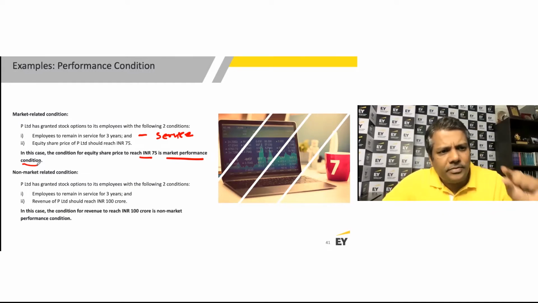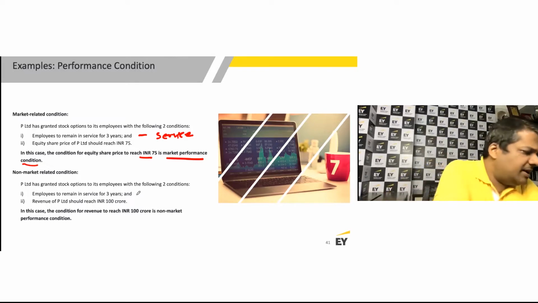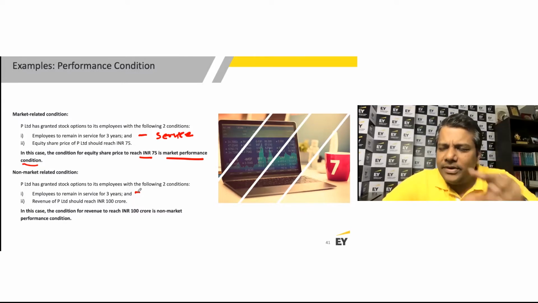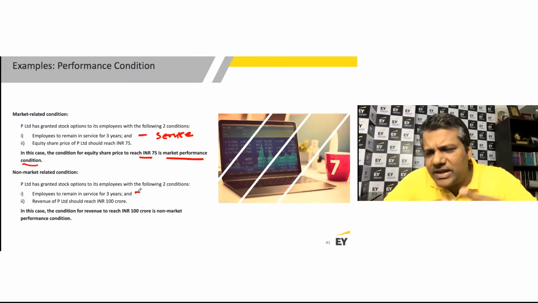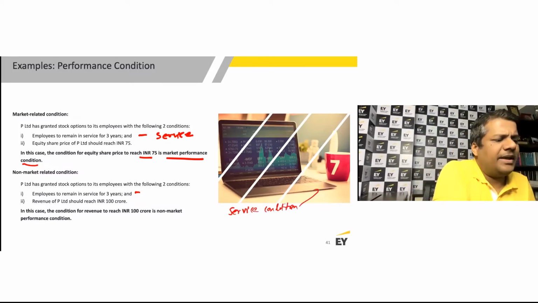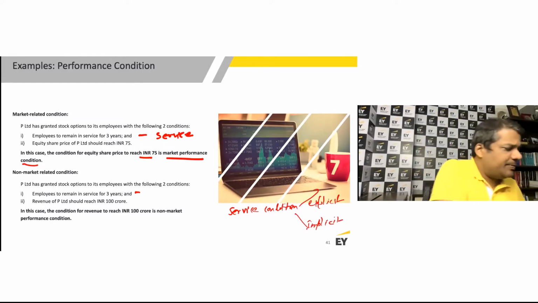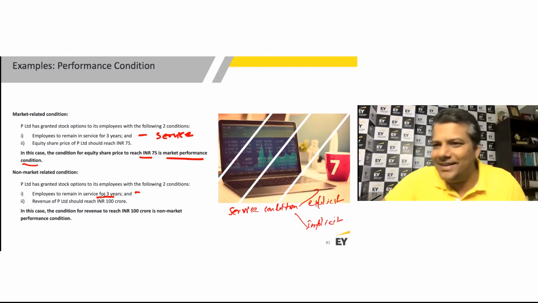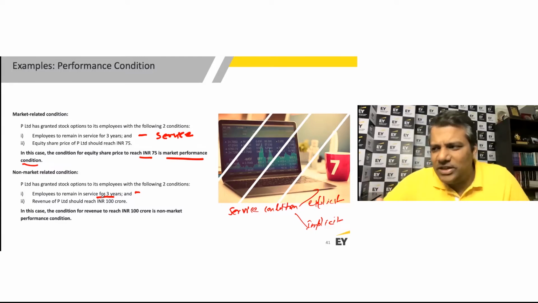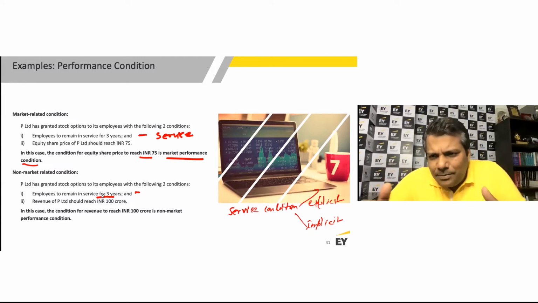Let's look at this. Employee to remain in service for 3 years, and revenue of P Limited should reach INR 100 crores. So whenever there is a market or a non-market condition, the service condition is implicit. The service condition can be explicit or implicit. What is the meaning of this? Explicit means it is explicitly specified, here 3 years. Implicit service condition means when you know that 100 crore will not happen in less than 3 years. To achieve 100 crore, you have to be in service for 3 years. That's an implicit service condition.